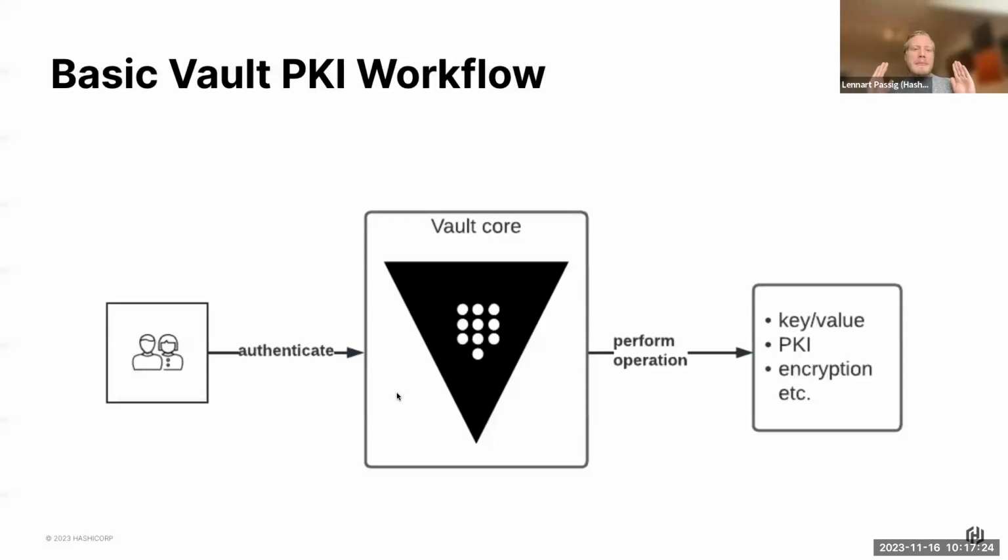So let's explain how the basic PKI workflow works, because we will eventually configure the Vault PKI, and then on top of it, we will enable ACME as a protocol that relies on the Vault PKI. Usually, the very basic workflow is that you have your users right here, they authenticate towards Vault and then perform some sort of operation.